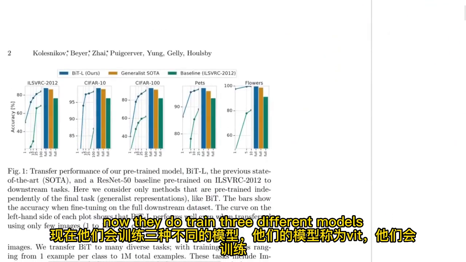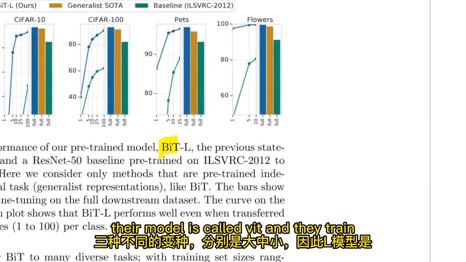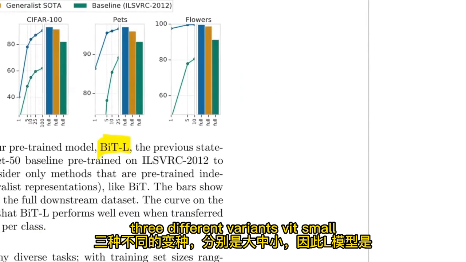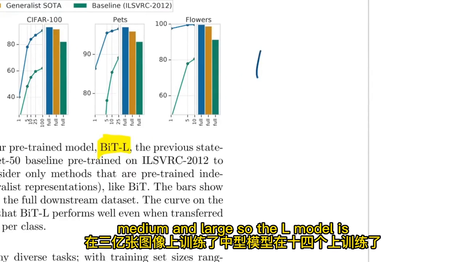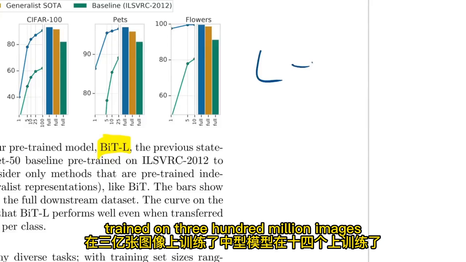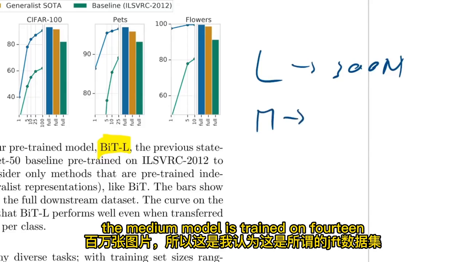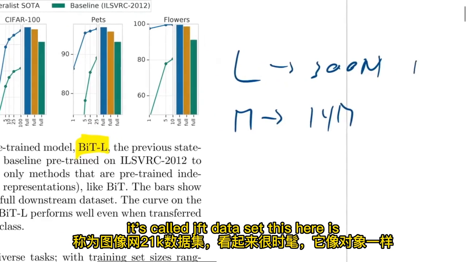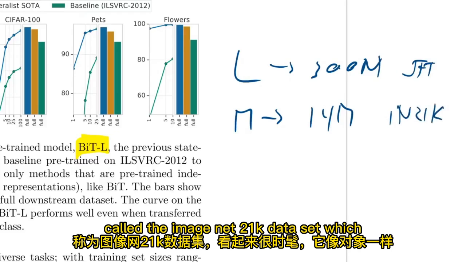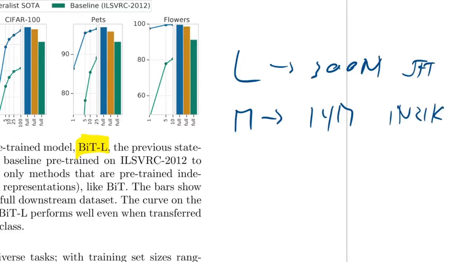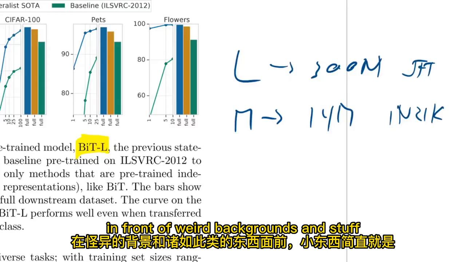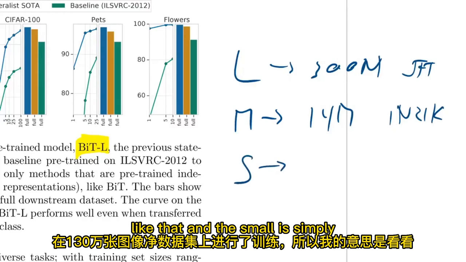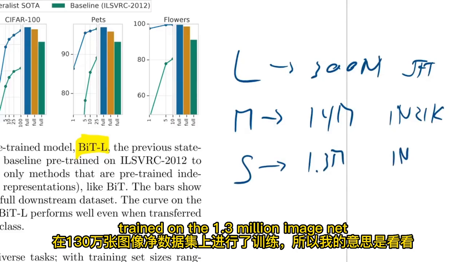Now, they do train three different models. Their model is called BiT, and they train three different variants: BiT small, medium, and large. So the L model is trained on 300 million images. The medium model is trained on 14 million images. So this is, I think it's called the JFT dataset. This here is called the ImageNet 21K dataset, which looks pretty funky. It has objects in front of weird backgrounds and stuff like that. And the small is simply trained on the 1.3 million image ImageNet dataset.